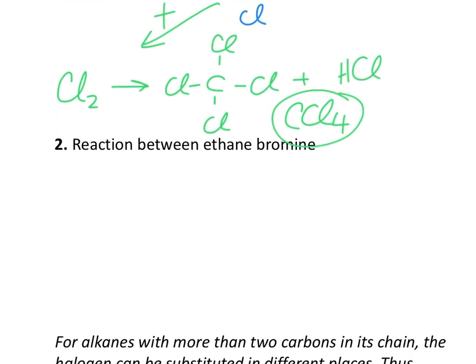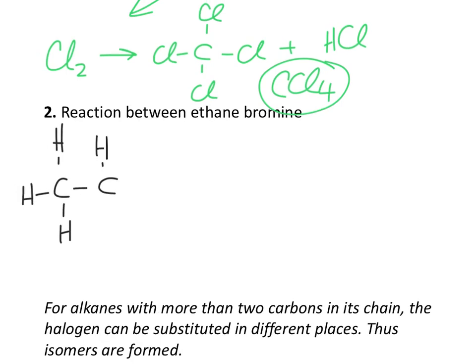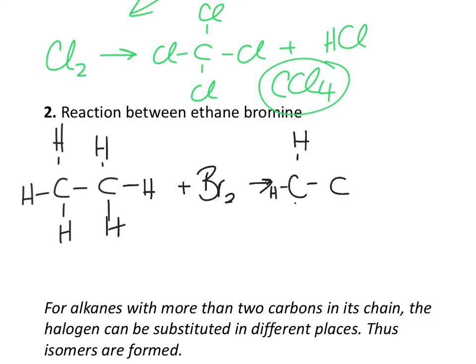So, if we look at the reaction between ethane and bromine, so ethane we can draw quite easily, ethane. All right, there we go. And we're going to react it with bromine, right? So what does that mean? Well, one of the hydrogens will come off, going to create bromoethane and hydrogen bromide.